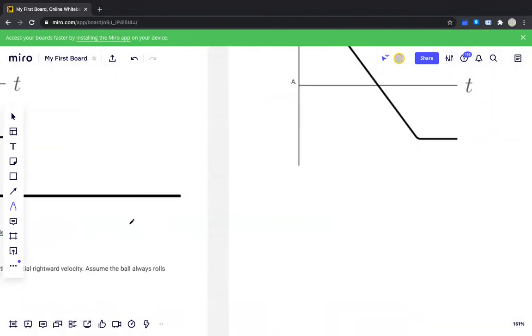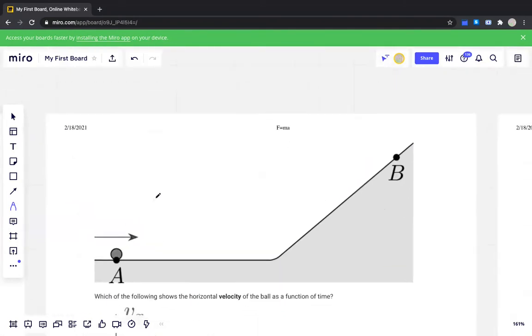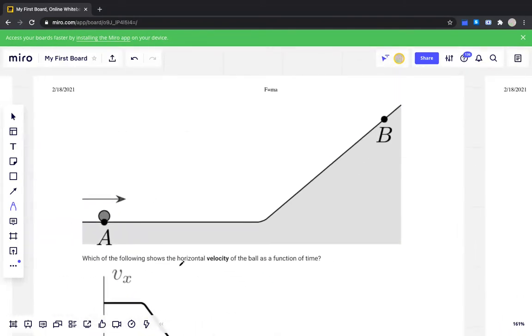For problem 2, we're using the same exact scenario where the ball rolls up, but this time we want the horizontal velocity as a function of time. So this time the velocity will be negative as well as positive because it's velocity, not speed. So when the ball goes from point A to the point right here, it's going to be some constant positive velocity because it's moving to the right, and rightwards is positive. Then as it goes up the ramp, it starts decreasing.